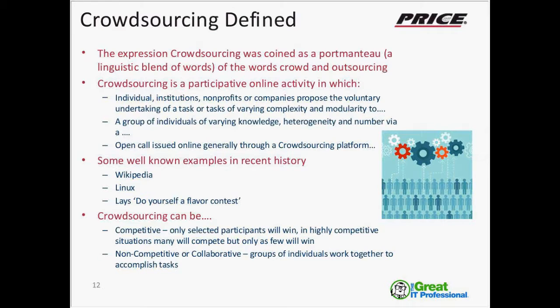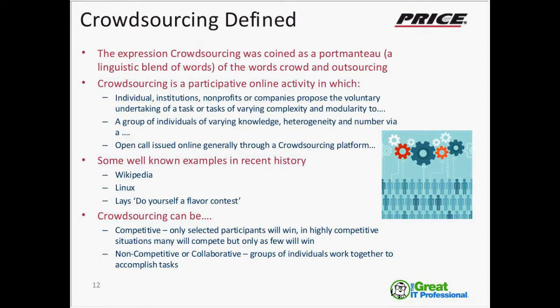It can be either competitive, so that somebody wins or some set of people who compete win. So in a highly competitive situation, such as the do-yourself-a-flavor contest, many will compete because it's very easy to do, and your time investment is small compared to the payoff, but very few will win. I think the winner gets, I believe, $1 million, and I believe that the other two of the top three get some sort of cash compensation as well.